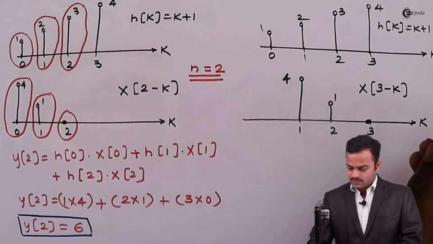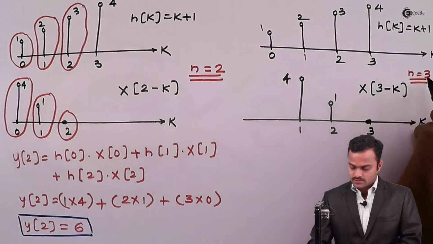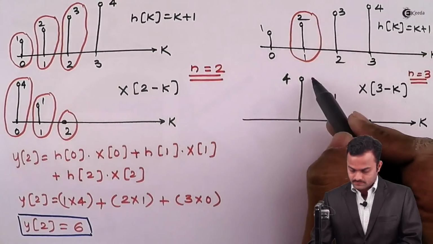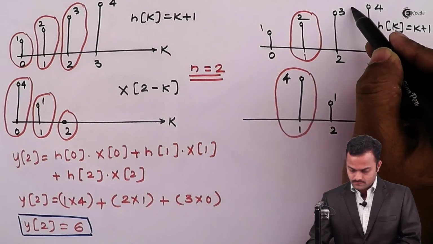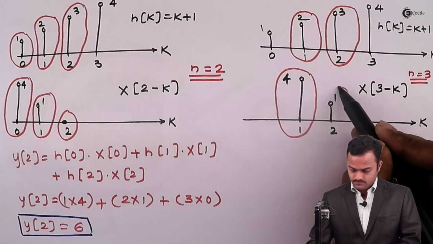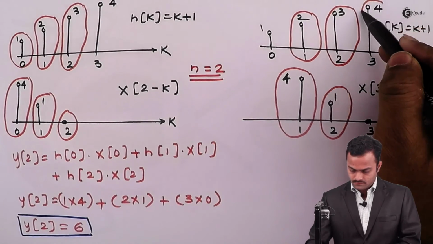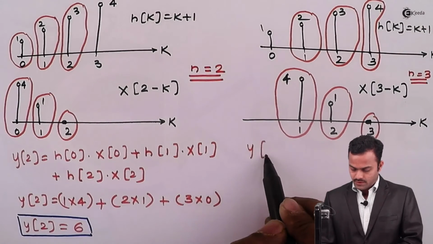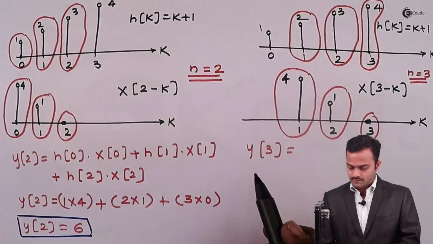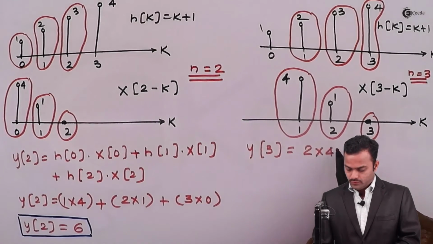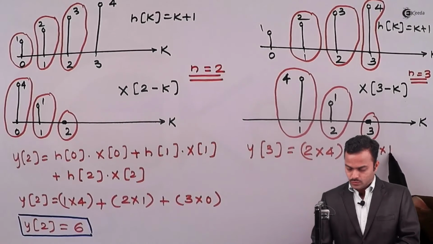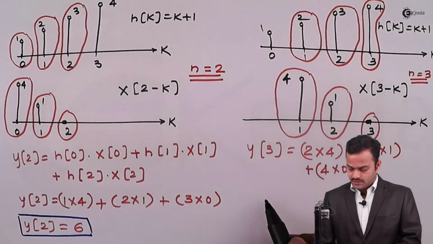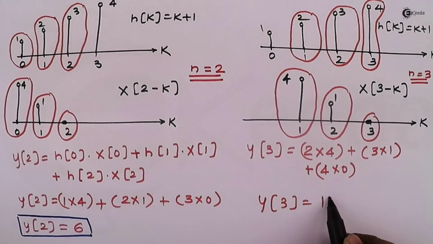So what we have done over here, we have considered n equal to 3, advance x of minus k by 3, so that sample points which are common are this. And I say y of 3, now we can write it directly. It will be 2 into 4 plus 3 into 1 plus 4 into 0. So after solving this, I will get y of 3 as 11.